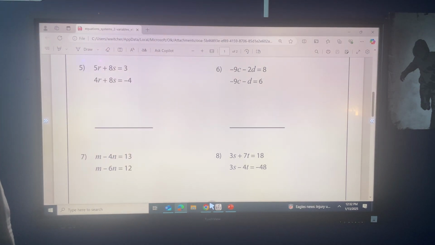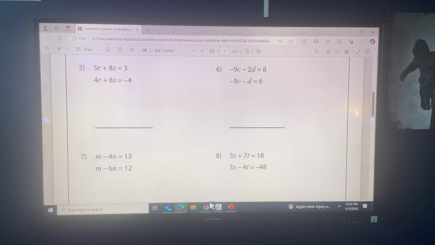All right, what we got? Cersei, you want to try this one? I got a 5R plus 8S equals 3, and a 4R plus 8S equals -4. I need the same number, but it being opposite. What do I have to do? Who remembers this? Pay close attention, Nikita.